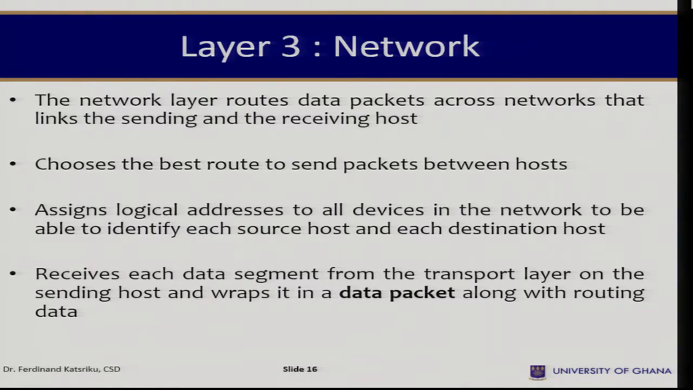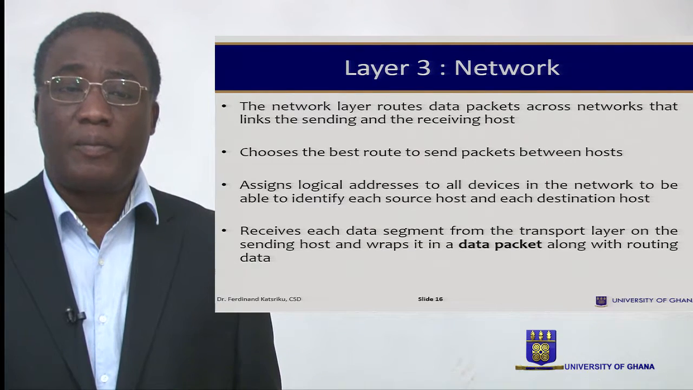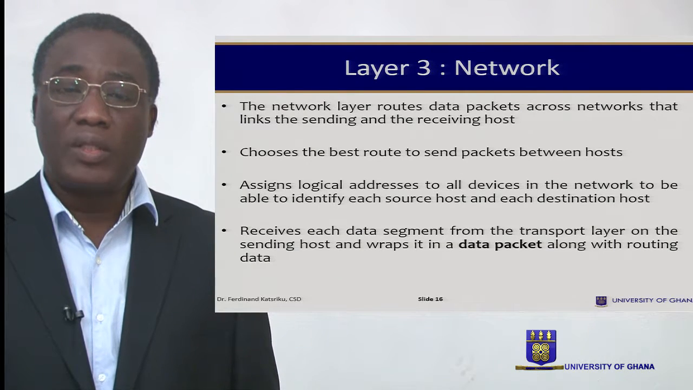The network layer is responsible for routing data packets across networks that link the sending and the receiving host. It chooses the best route to send the packets between the hosts. It assigns logical addresses to all the devices in the network to be able to identify each source host and each destination host. It receives each data segment from the transport layer on the sending host and wraps it in a data packet along with the routing data.